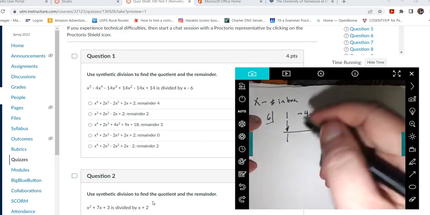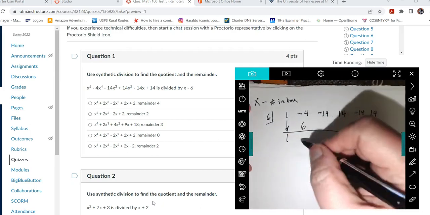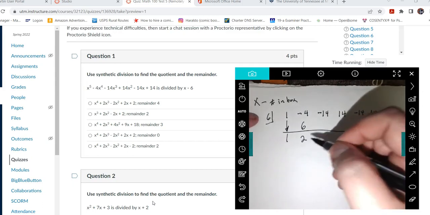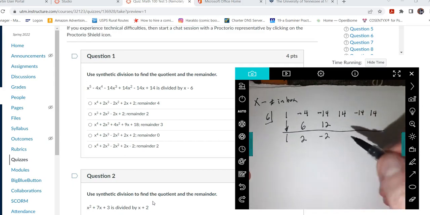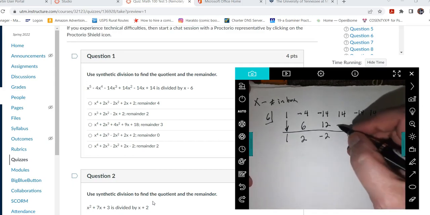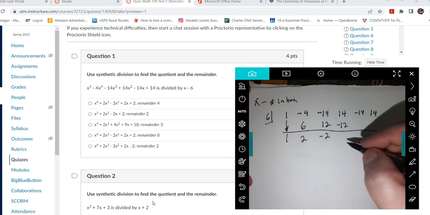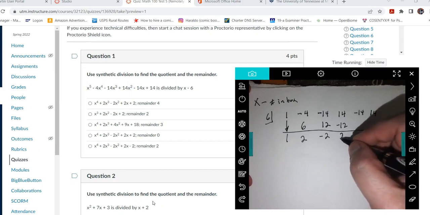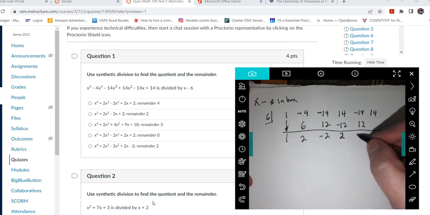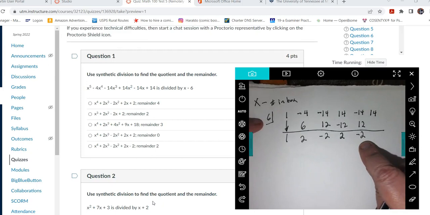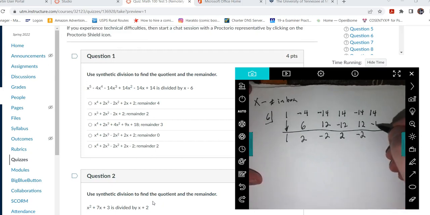So 1 times the number in the box gives me 6, and then we add. And 2 times 6 is 12, and then we add. And negative 2 times 6 is negative 12, and we add. And 2 times 6 is 12, and we add. And negative 2 times 6 is negative 12, and then we add.